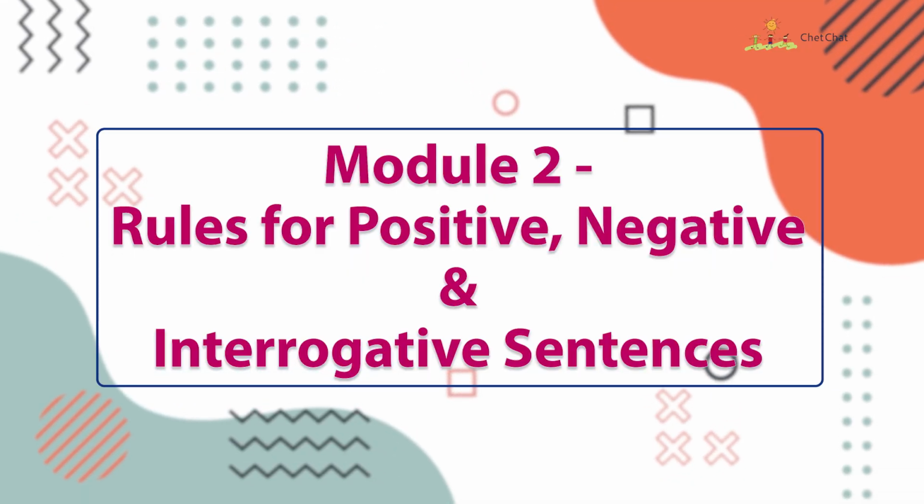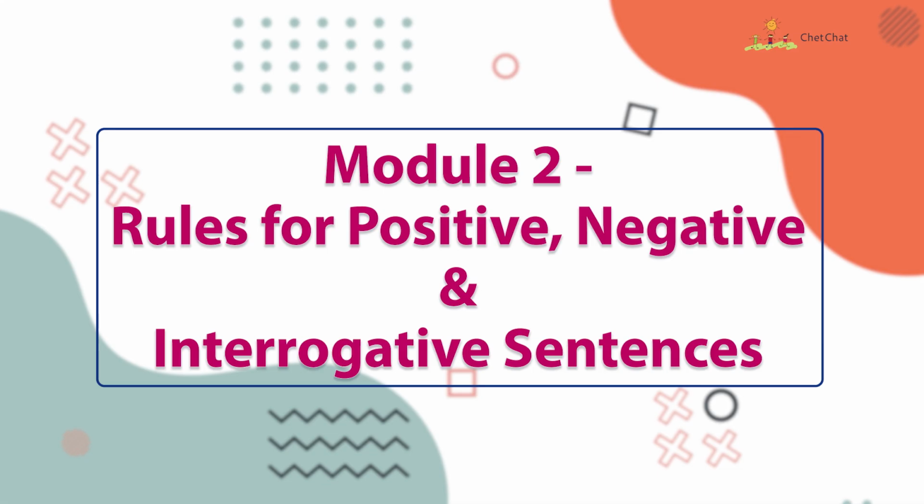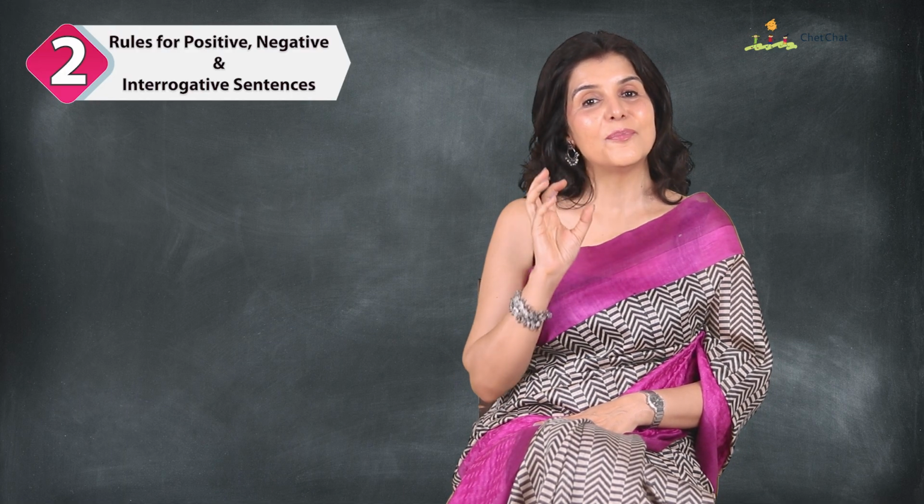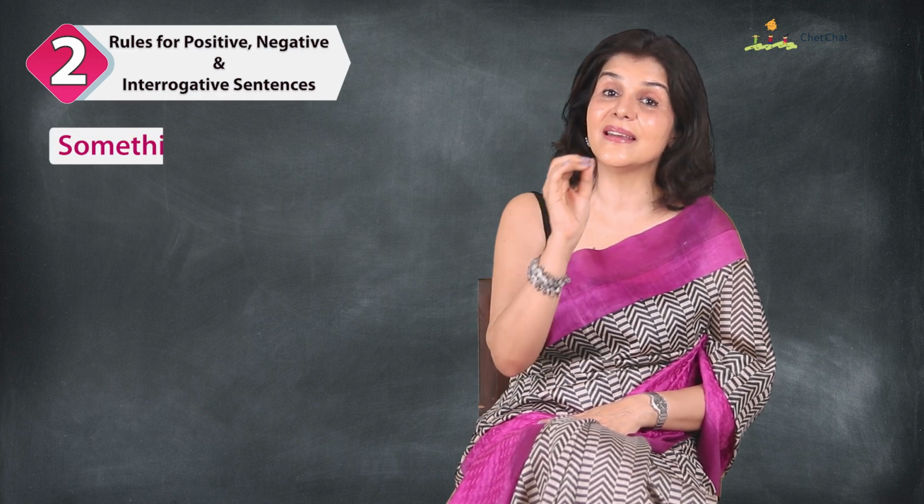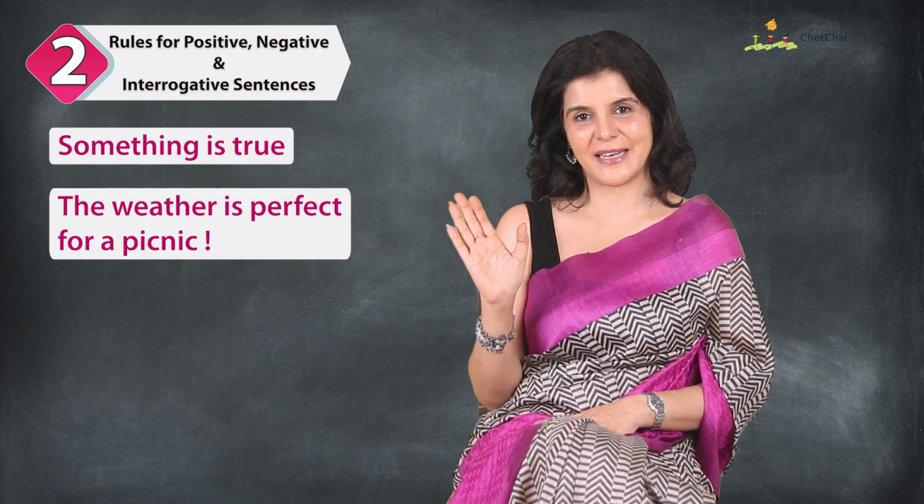And now let's move on to module 2, which is the rules for positive, negative and interrogative sentences. Let's take a look at positive sentences first. In positive sentences, basically you're saying that something is true. The weather is perfect for a picnic.